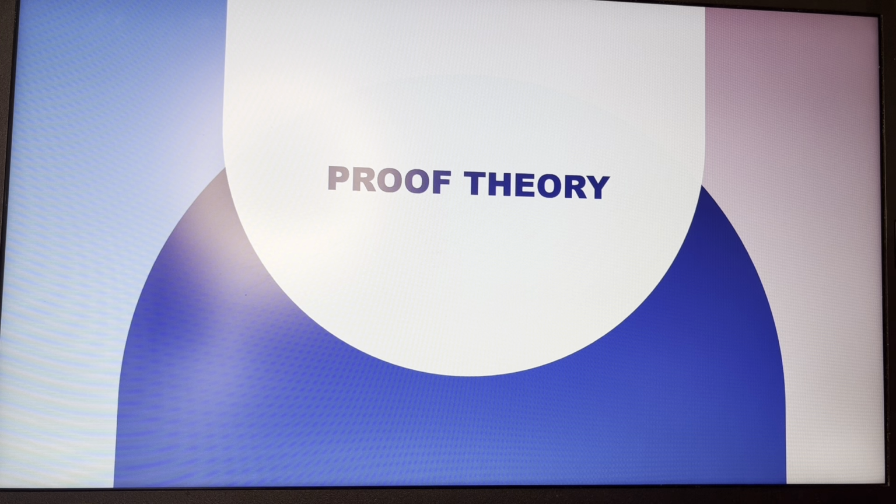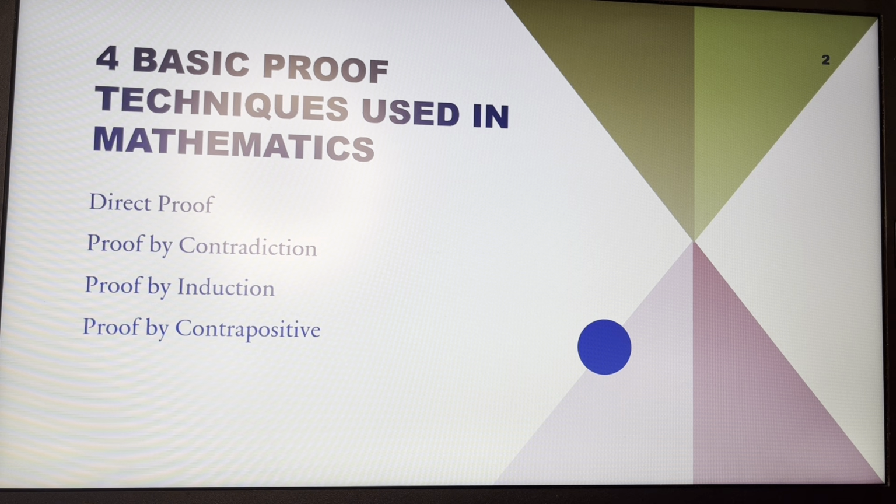It's all about mathematical logic, proof theory. So what is proof theory? There are 4 basic proof techniques used in mathematics. We will just discuss the 4 basic. The first one, we have the direct proof, the second is proof by contradiction. Third is proof by induction, and the last is proof by contrapositive. So we'll talk about the direct proof first.